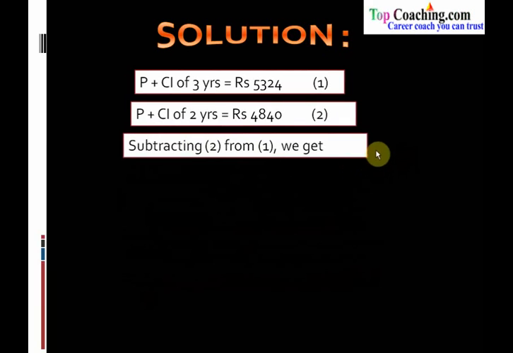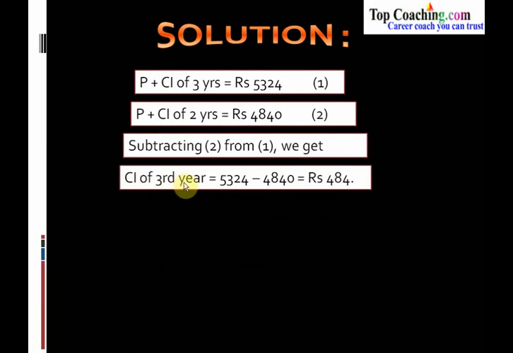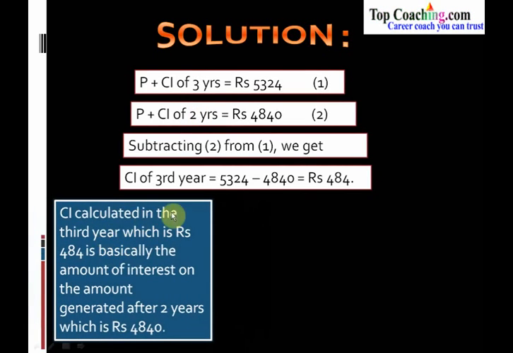Now, subtracting 2 from 1, what do we get? We get CI for the third year equal to 5324 minus 4840, which is equal to Rs. 484. So CI for the third year is equal to Rs. 484. CI of 3 years minus CI of 2 years would actually be the compound interest for the third year. But CI calculated in the third year, which is Rs. 484, is basically the amount of interest on the amount generated after 2 years, which is 4840 rupees.